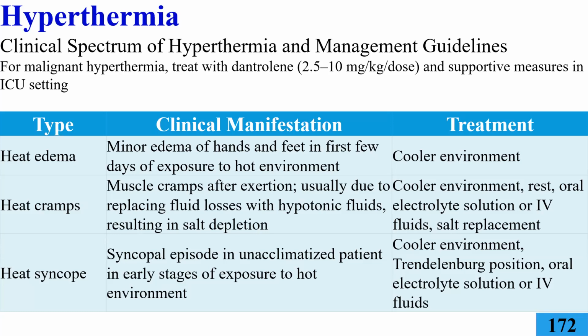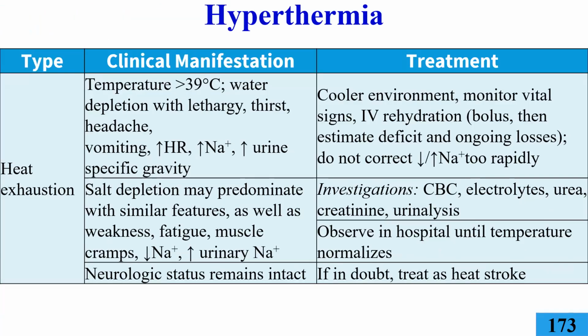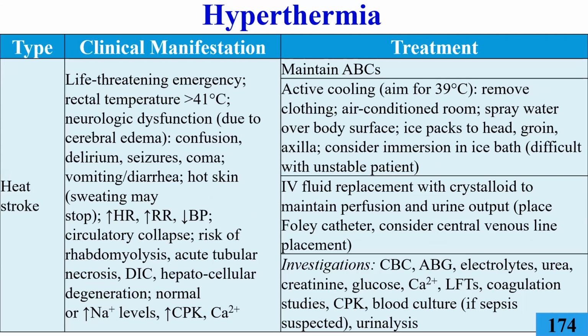Times depend on the severity. So we have heat edema, heat cramps, and heat syncope, depending on the situation. Heat exhaustion has its own manifestation, and treatment is just cooling environment, monitor, rehydrate, and assess the input and output. You might need renal function, electrolytes, and CBC, or you might need osmolarity too. And then you need to observe at least 6 hours after normalization of temperature. If there is any CNS manifestation, it should be treated like heat stroke.